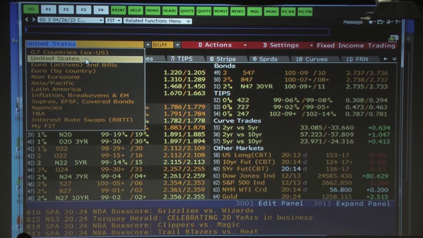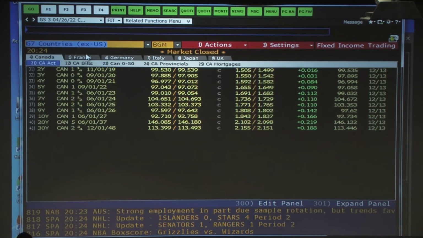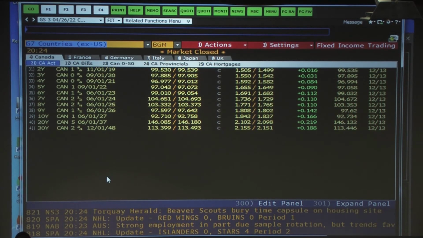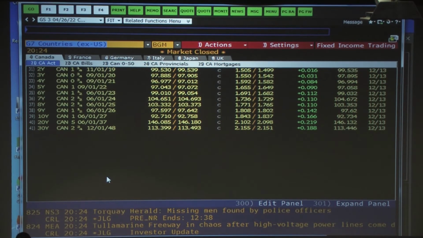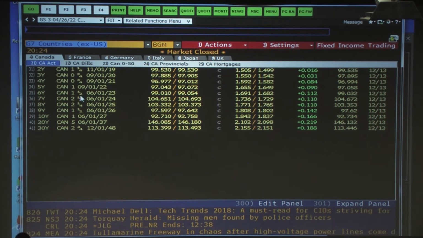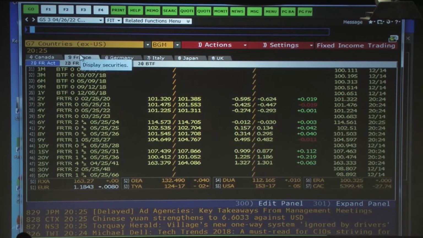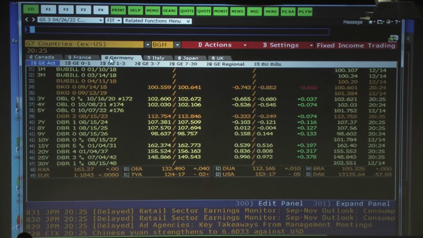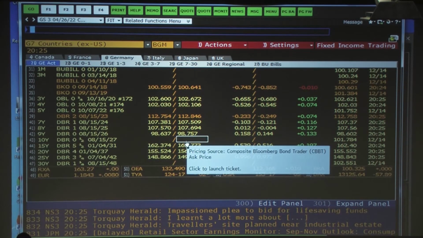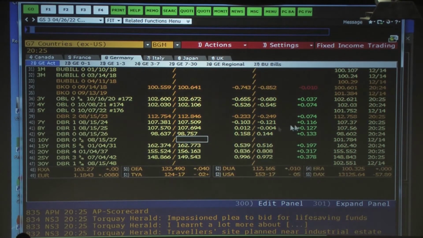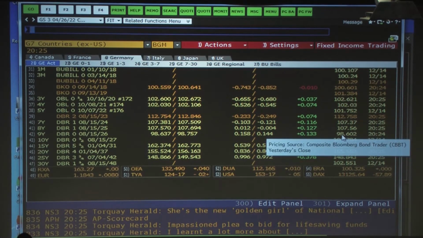If we look at the G7 countries, the G7 just represents the biggest seven countries that offer fixed income securities. So we have Canada. Each country offers their own government securities. You can look at all these different countries and see what's going on in terms of the price of these bonds, how much they're buying or selling for, how much the change of their yields is on a daily basis, and what was the last time the price was calculated.